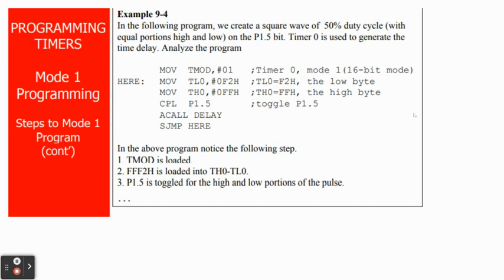So in this example 9-4, in the following program, we will create a square wave of 50% duty cycle. This means the portions for the high and the low signal are equal. This will be done on the P1.5 bit, and timer 0 will be used to generate the timer delay.